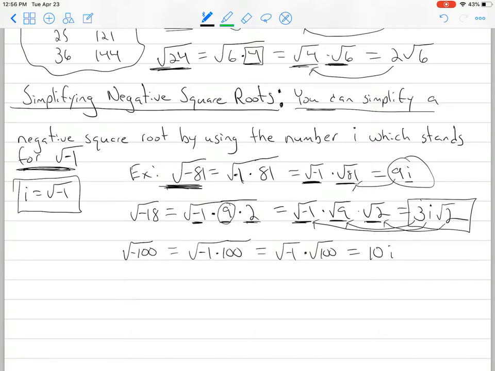Yeah. Finally, square root of negative 100. This one's nice and pretty. Negative 1 times 100 is negative 100. So that's the square root of negative 1 times the square root of 100. 10 is the square root of 100, and i is represented by the square root of negative 1. So there you have it.